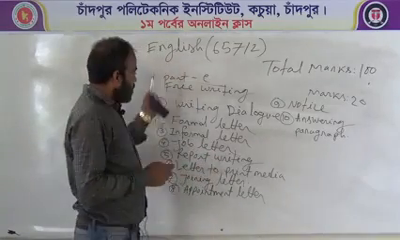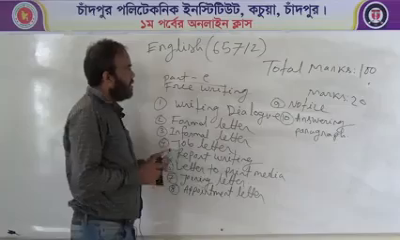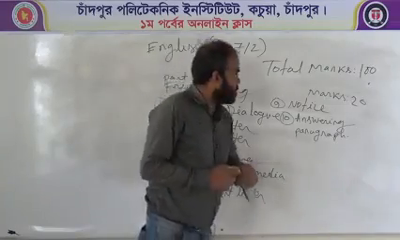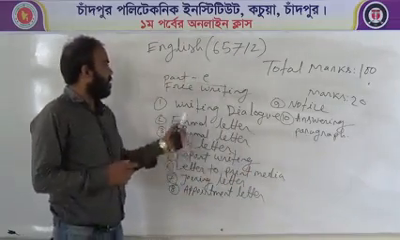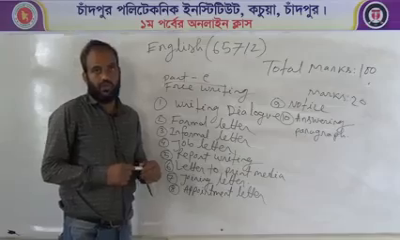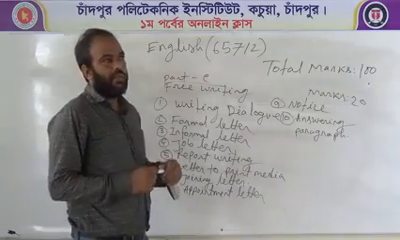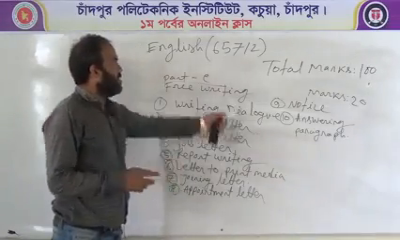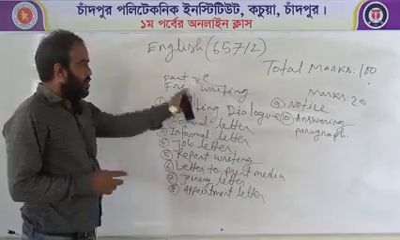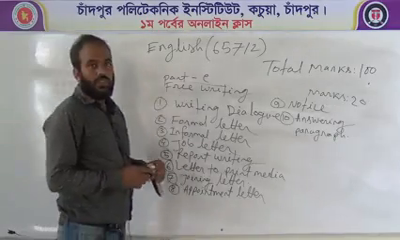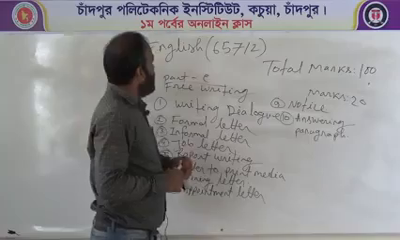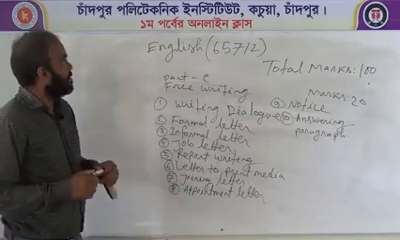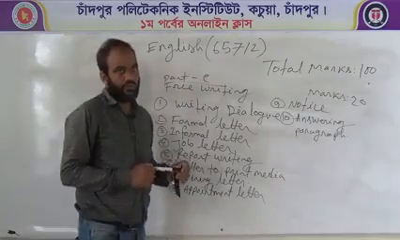So this is the total item of part C. Total marks 20. Here you get an option, only one option. But in part A and part B there is no option. So this is the total syllabus of English 65712.